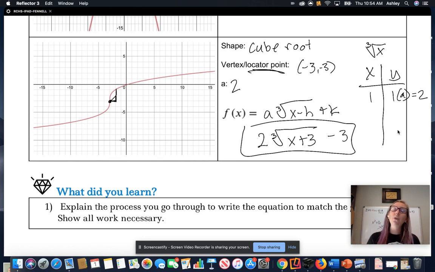Again, what you need to do is spend time getting comfortable with the shapes of these graphs. You should be able to identify the shape just by looking at the graph. And then again, you want to find your locator point or your vertex, and then use your mother function and your actual function to determine if you multiplied by an a value and what that a value would be.